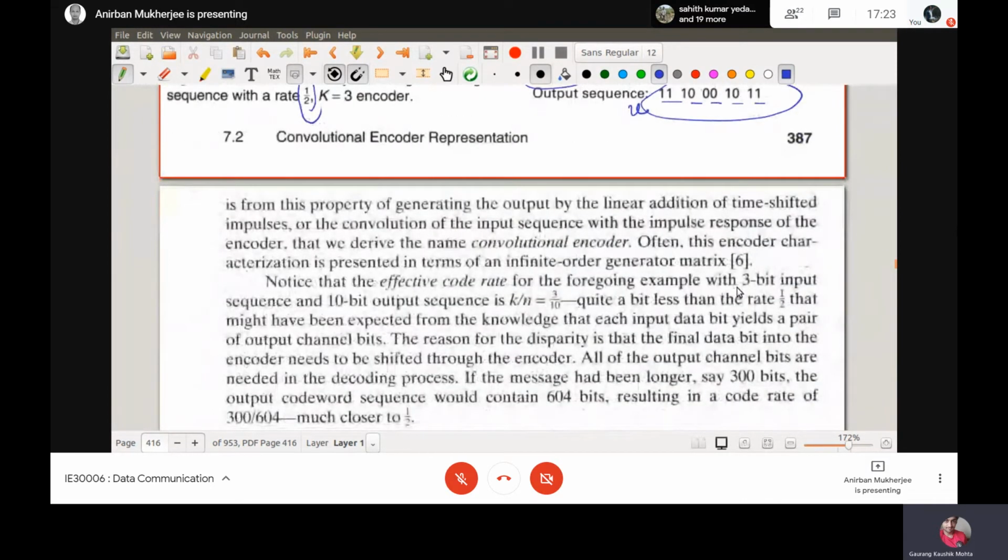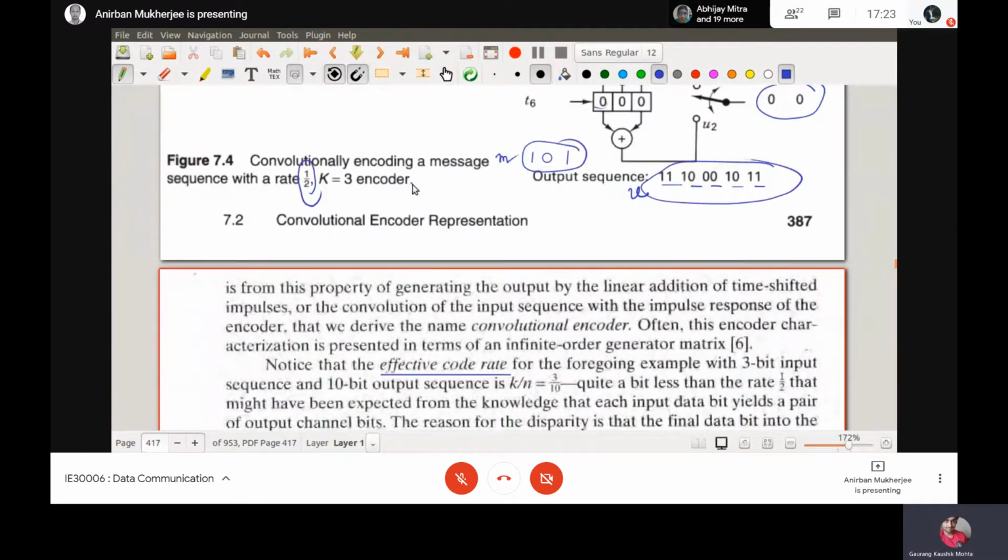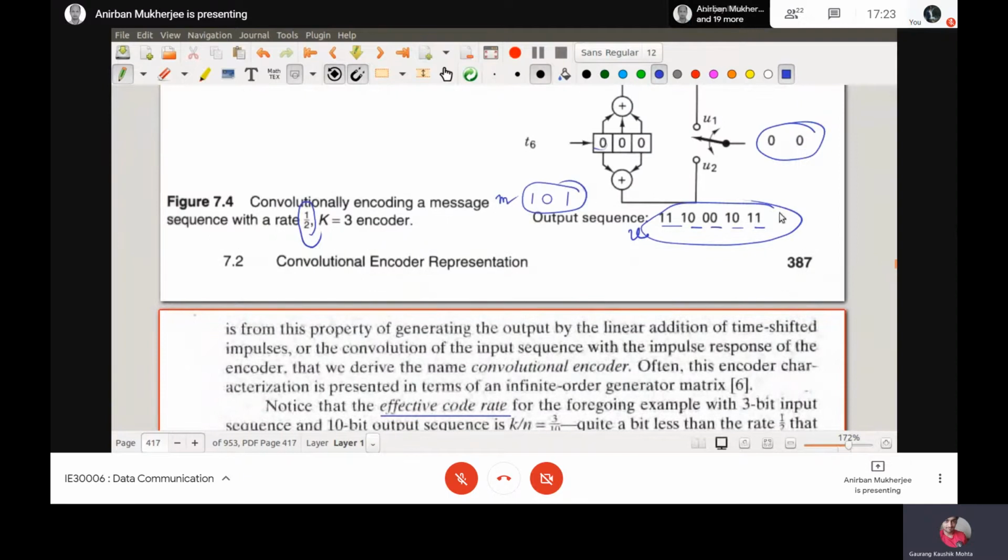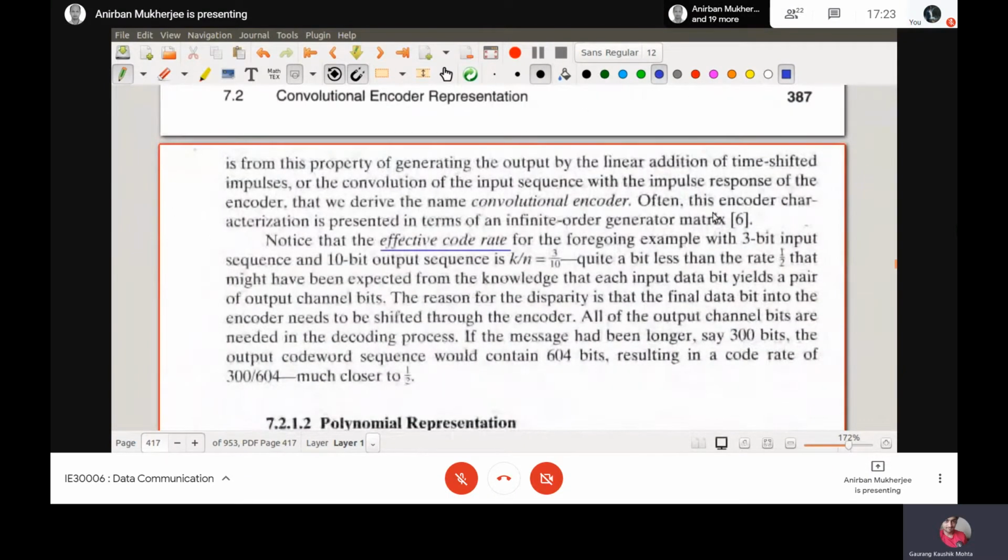That's why they use an effective code rate. Effective code rate means I am putting a 3-bit input and finally getting a 10-bit output. So this is called the effective code rate, 3 by 10. The final bit into the encoder needs to be shifted through the encoder, and all the output needs to be decoded.